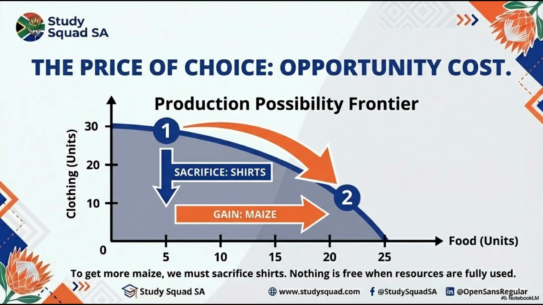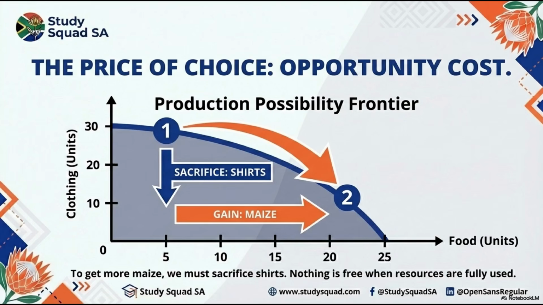The PPC's position and shape depend on a few things: physical resources like the amount of arable land, skills and technology, and even how willing people are to work. Investment in infrastructure, construction, research, and innovation all play a role.